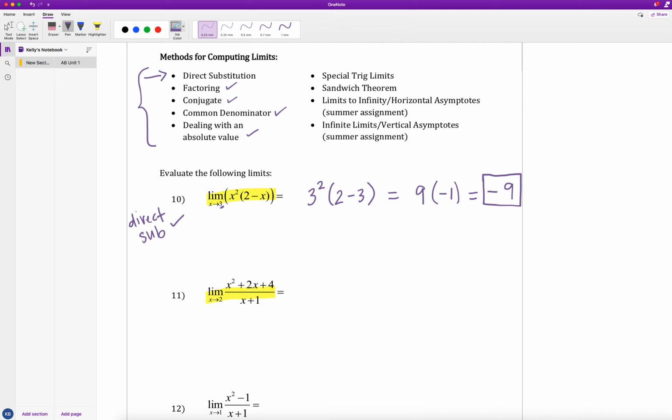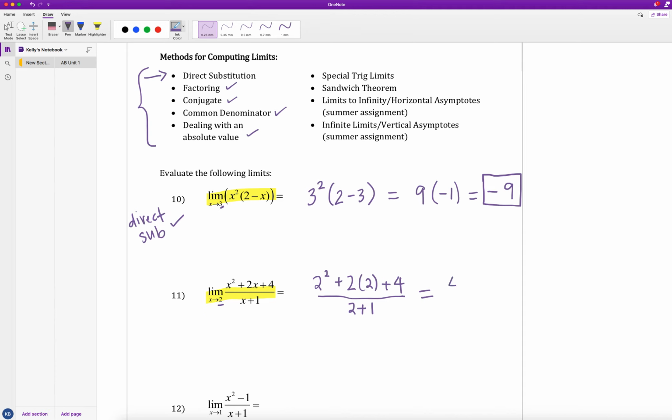What do you guys think? Do you think direct substitution will work in this case? So let's find out. If I directly substitute in, I'm subbing in 2 now in place of all the x's. So I'll get 2 squared plus 2 times 2 plus 4, all divided by 2 plus 1. Again, I don't have the limit as x approaches 2 written in front of this because I've already taken the limit by doing direct substitution. And once we've evaluated the limit, we no longer have that notation in front. So let's simplify this down and see if I get a numerical answer.